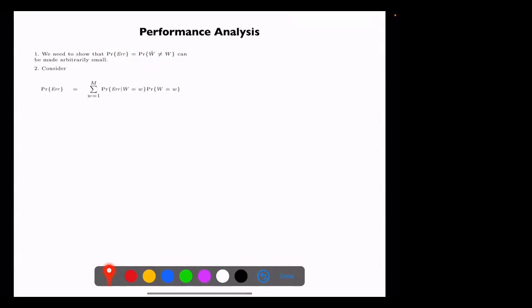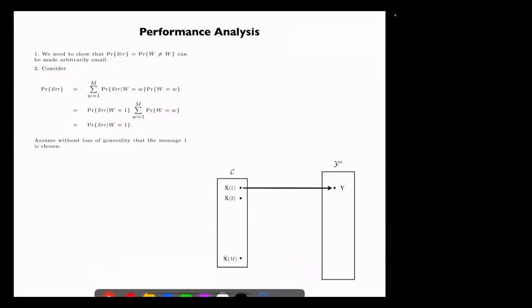Instead of going through this, I just want to mention that the probability of error is actually equal to the probability of error given that you send out the first code word. This is by symmetry of the problem, because you draw the code words in exactly the same fashion. So without loss of generality, we can assume that we have sent out the first code word. That is, the value of the message is equal to 1, or the first message is chosen.